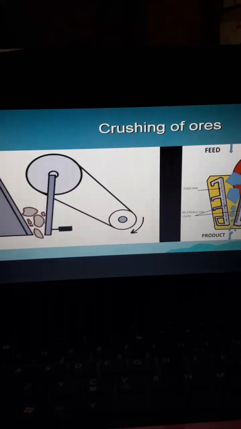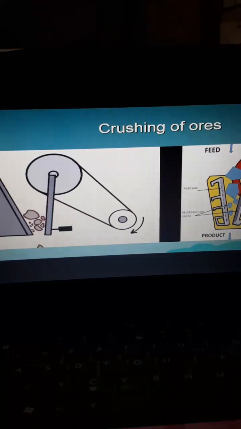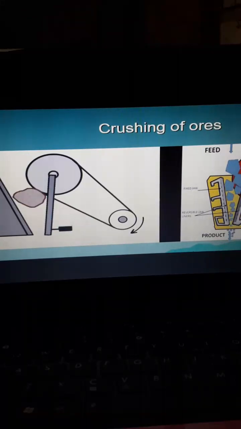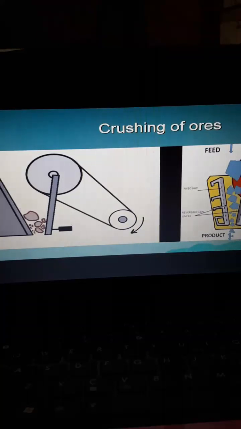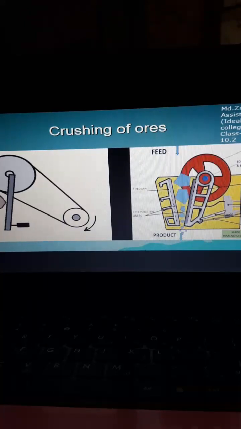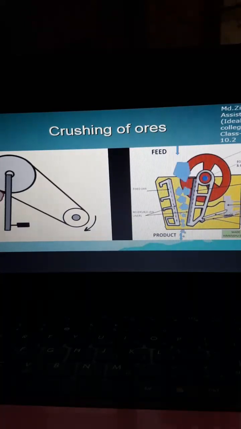Perhaps you have seen, while you are going to school, bricks being broken by a jaw crusher to make a building. Similarly, my dear student, you can understand the next one. Here is another diagram also. So my dear, this is the process of crushing. You can understand easily.